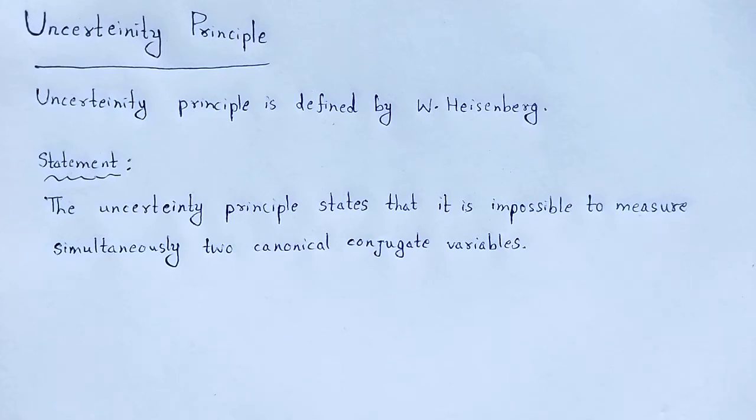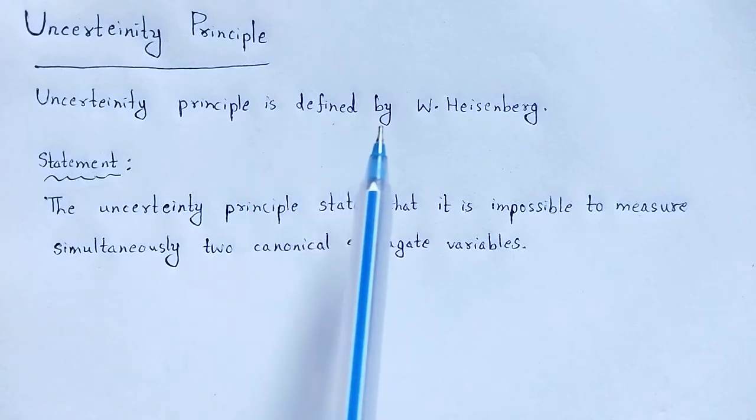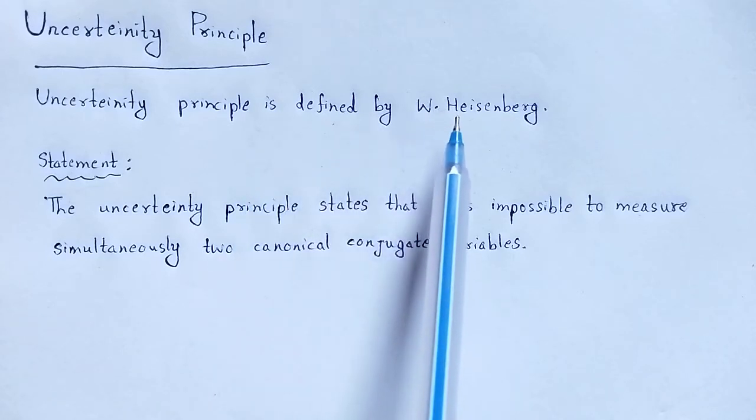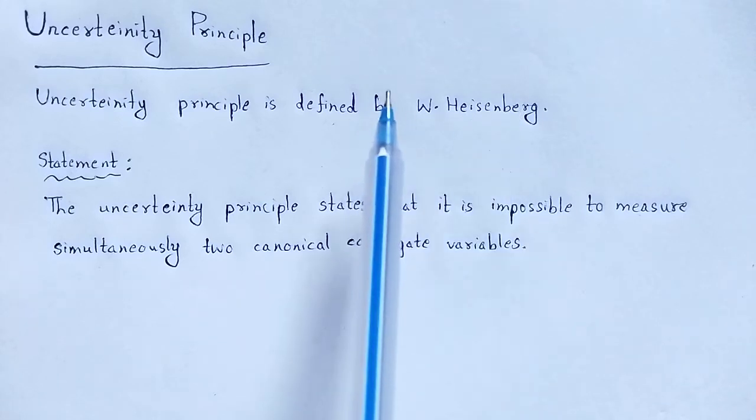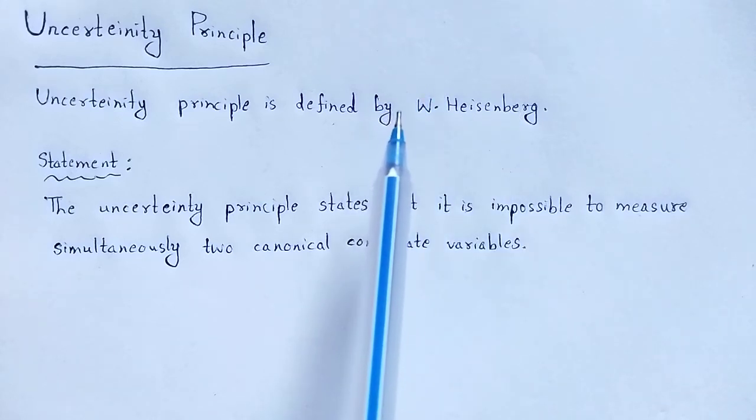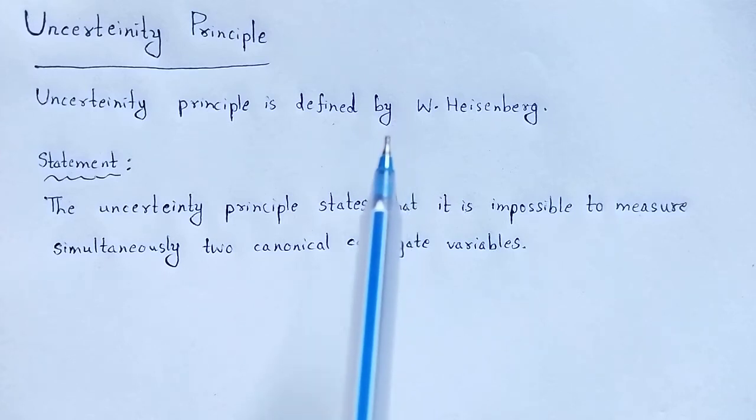In this video, we are going to discuss the uncertainty principle. Let's begin. The uncertainty principle is defined by the scientist W. Heisenberg. According to his name, this one is called Heisenberg's uncertainty principle.